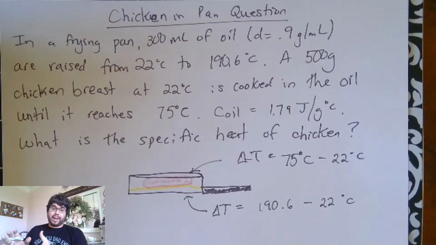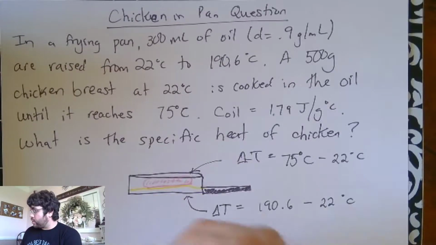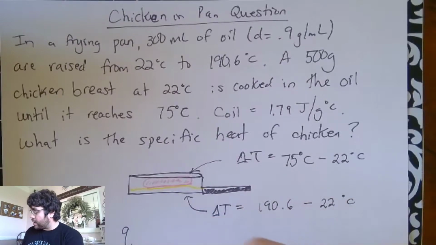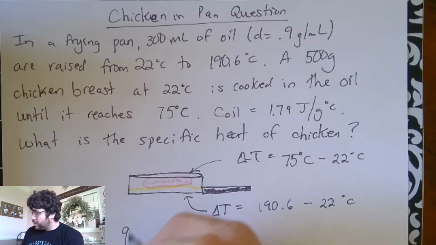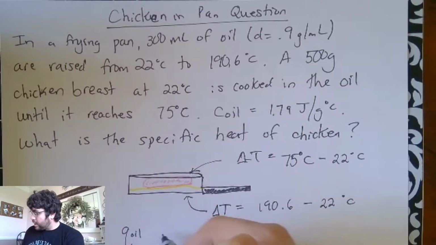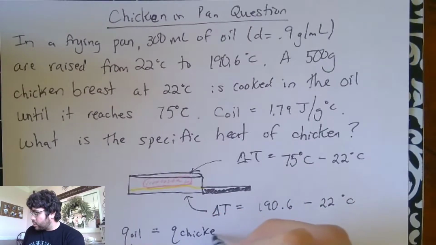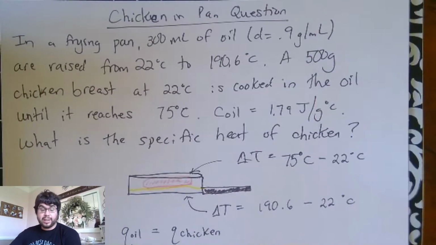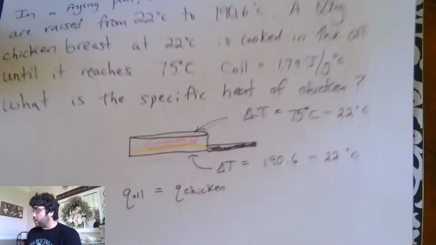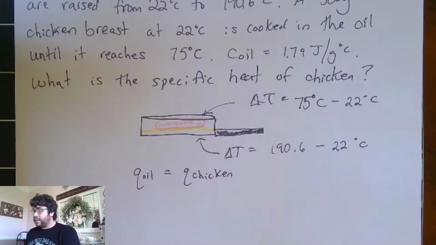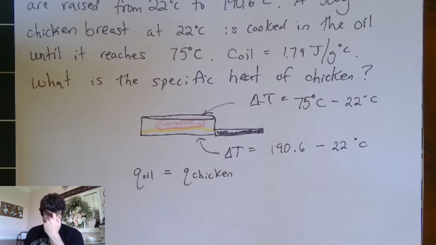At the end of the day, this is a law of conservation of energy question, where the amount of energy that the oil gives to the chicken is exactly the amount of energy that the chicken receives. There's no loss of heat in that transfer. So the Q of the oil is the amount of energy that the chicken receives as well.